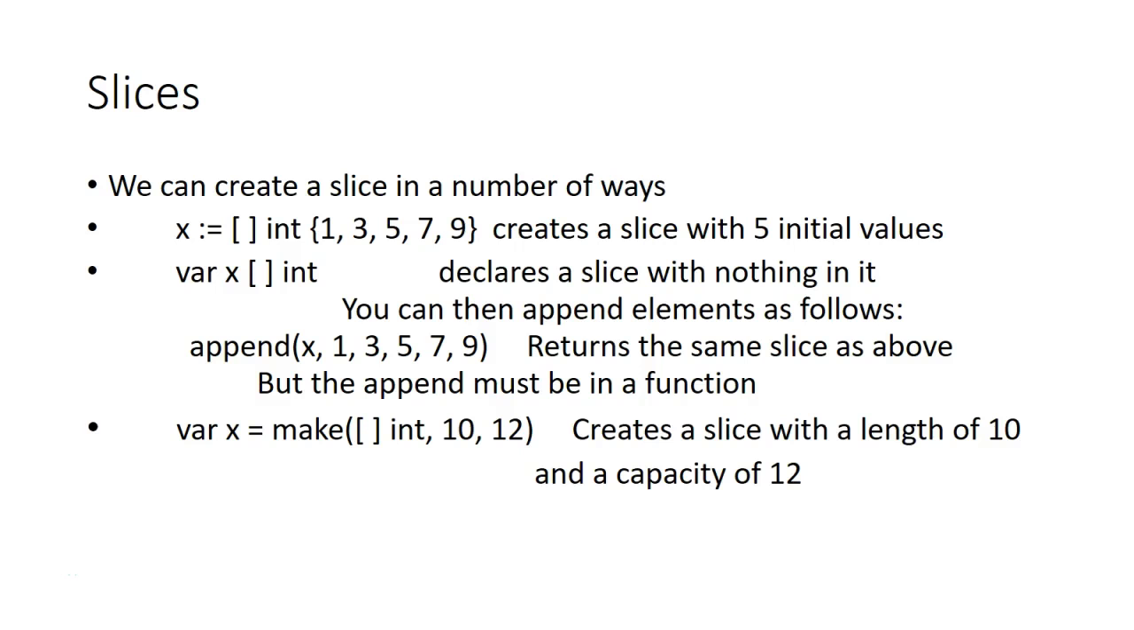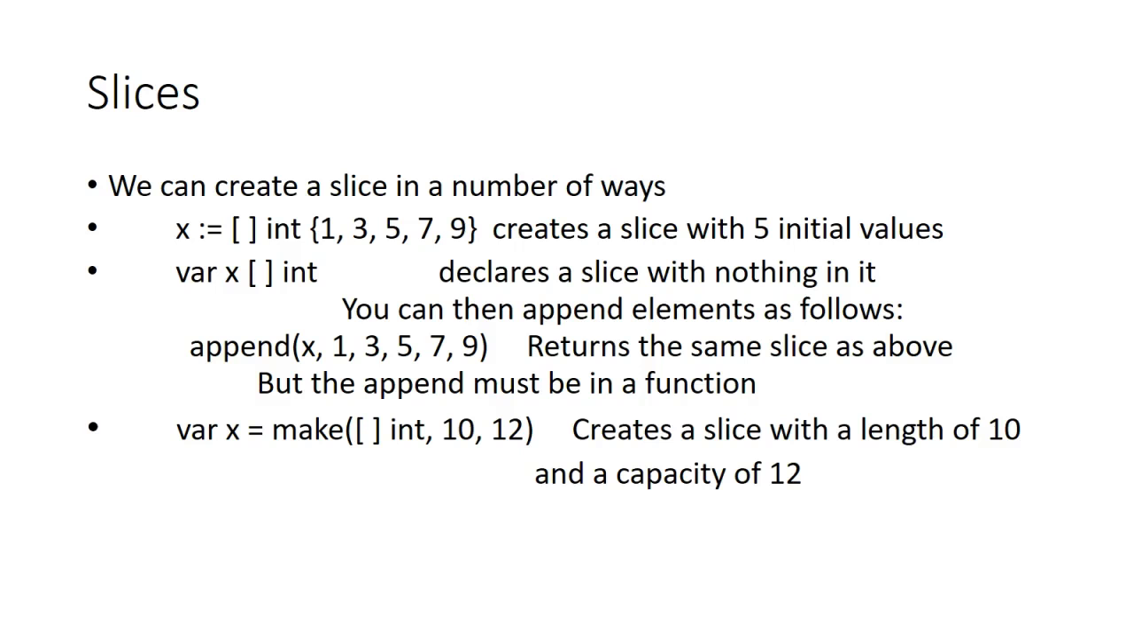But the actual capacity is 12. What does that mean? Well, remember I said that there's an underlying array? The array, which is not really visible to you when you're playing with slices, is actually 12 big. So you can have a slice that has 10 elements, but it really has a capacity of 12. So we have two numbers running around: one's called the length and one's called the capacity.